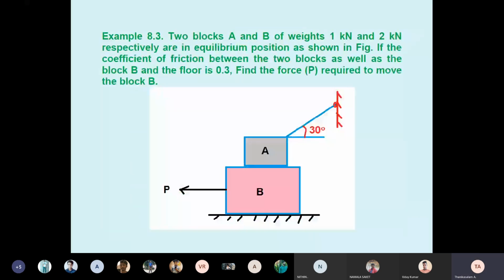Then the last question. Arun Kumar, can you read the question? Arun Kumar.